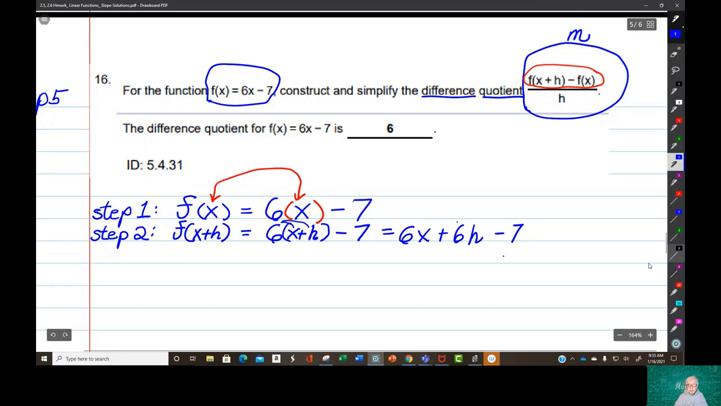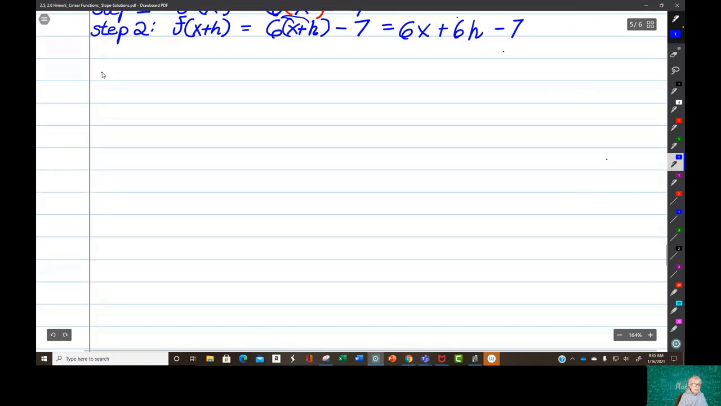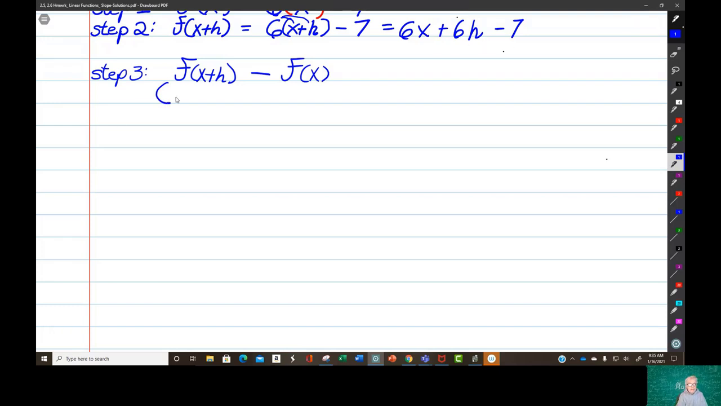Okay. So, step 3. We need to find f of x plus h and subtract f of x. Okay, I'm gonna do it. I look up here, f of x plus h is 6x plus 6h minus 7 minus f of x is 6x minus 7.